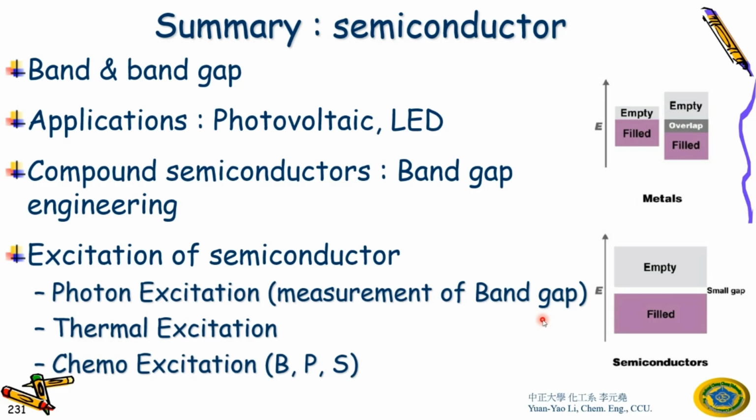photovoltaic, LED, and also LED, right? For compound semiconductor, you have band gap engineering. And there are 3 ways to excite a semiconductor. One is photon excitation, and using photon excitation, you can measure the band gap of the material. Another one is thermal excitation. Chemoexcitation is the one we introduced today, right? Okay.